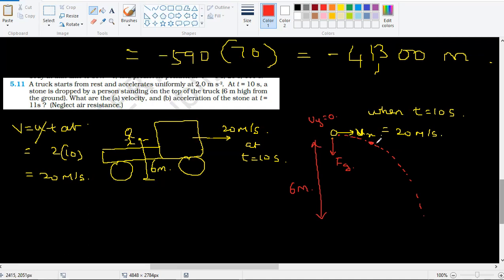So after 1 second, the ux remains the same. Why? Because the velocity in the x direction does not change. Neglect air resistance, which means the ux does not change after 1 second. But after 1 second, due to the gravity, this uy would have increased.